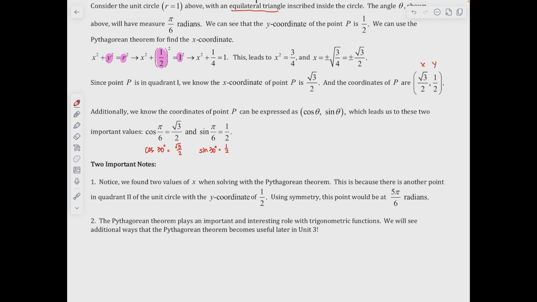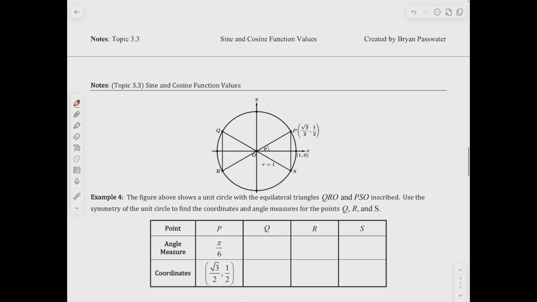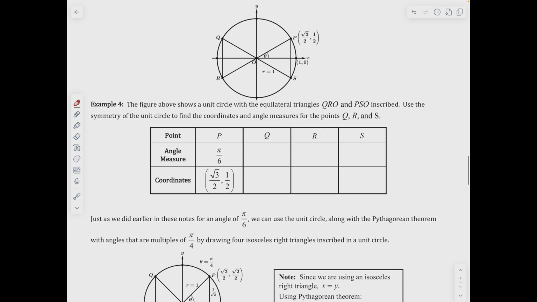Okay, so turning the page. Example number 4. The figure above shows a unit circle with equilateral triangles QRO and PSO inscribed. Use the symmetry of the unit circle to find the coordinates and angle measures for the points Q, R, and S.